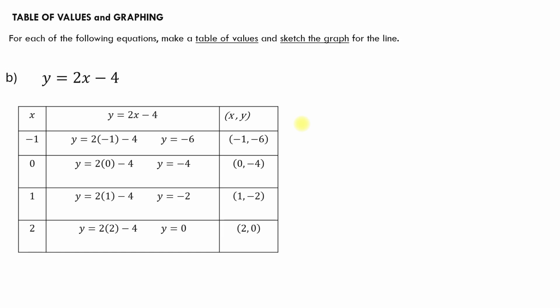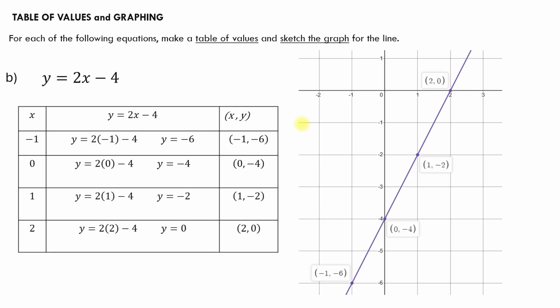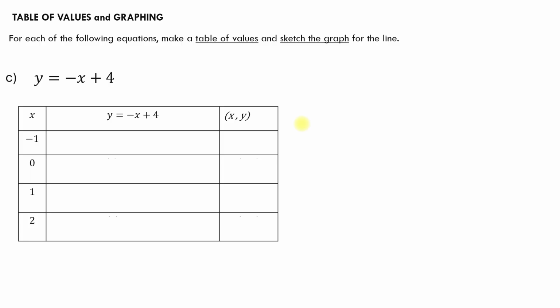We have 4 points that we can plot on the graph, connect them with a line, and our sketch ends up looking like this. Our next equation that we're given, y equals -x plus 4. Once again, for each one of the x values, we simply plug them into the equation to get our y value.